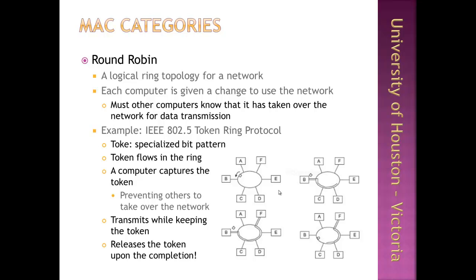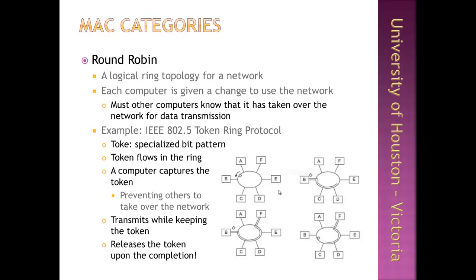Then in the upper right corner, a free token is being grabbed by node B because node B wants to send data. Once node B has control of the token, no other node will be able to send data. Node B starts sending its data to node F, and while that sending process is taking place, node B still has control of the token. That's shown in the lower left image here.